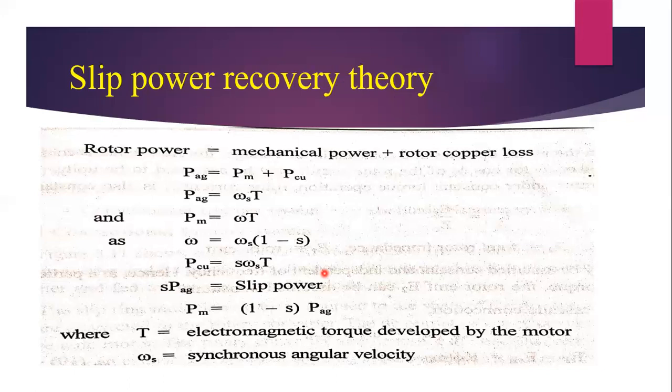This type of drive is known as a slip power recovery system, and it improves the overall efficiency of the system. That's it. So these are the torque relations. In this, the speed of a slip ring induction motor can be controlled in both the subsynchronous and supersynchronous regions. This is called a cascade connection.